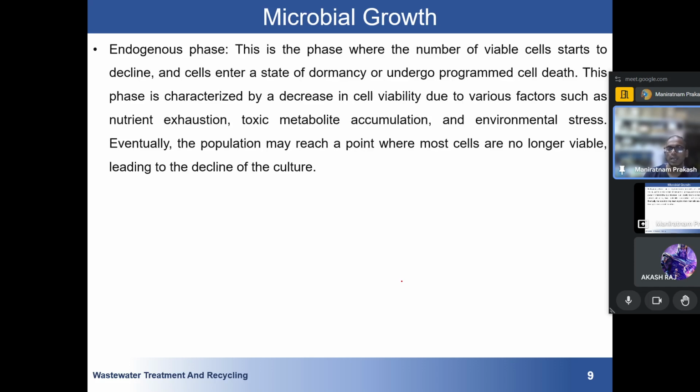Okay. Then at the last we have the endogenous phase. This is a phase where the number of viable cells starts to decline and the cells enter a state of dormancy or undergo programmed cell death. This phase is characterized by a decrease in cell viability due to various factors such as nutrient exhaustion, toxic metabolic accumulation, and environmental stress. Okay. Eventually, the population may reach a point where cells are no longer viable, leading to the decline of the culture. Okay.